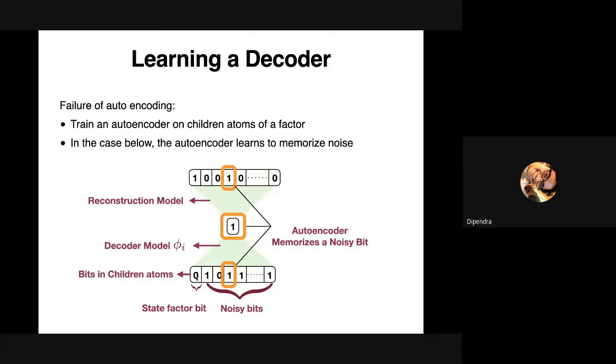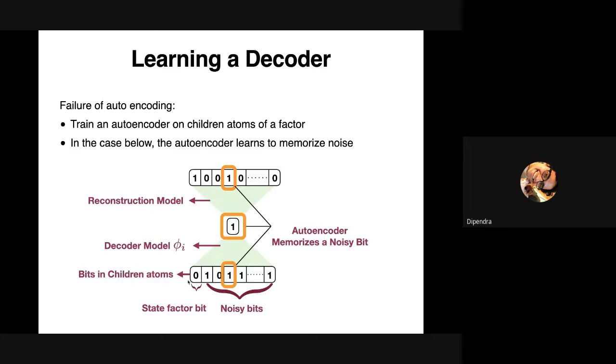And in this problem, we make an assumption that these children atoms contain M minus 1 noisy bits, which are sampled uniformly, and one bit is the key bit, which contains the state factor bit. So ideally, we will want the decoder model phi I to learn to memorize the state factor bit. But what we can show is that the reconstruction error would be equally good if the decoder was to memorize a noisy bit. So in this case, for example, it memorizes this 4th bit and outputs 1, and then you will get perfect reconstruction error for this bit because you've memorized it, and you can output some random values for the others.